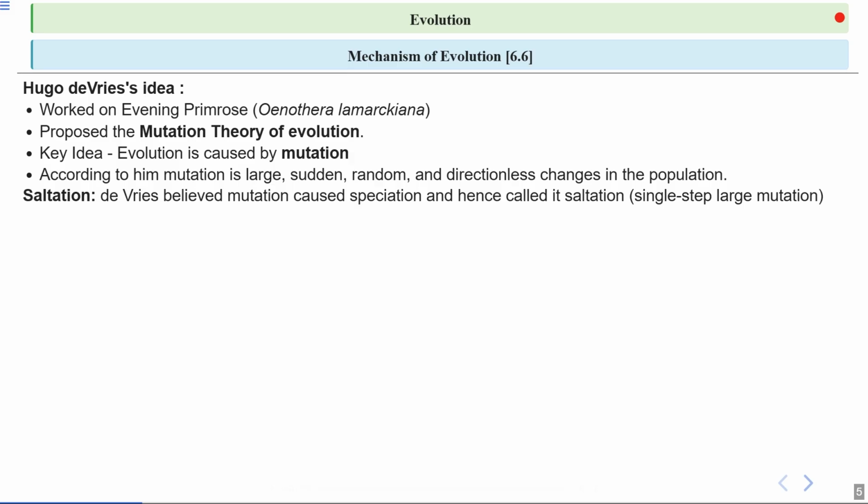So what do you mean by saltation? Hugo de Vries believed that mutation caused speciation, meaning formation of a new species, and hence it is called saltation. What is saltation? Single step large mutation. It means evolution is occurring in just a single step. A new species is forming in just a single step due to one large mutation. And these mutations are sudden, random and directionless.